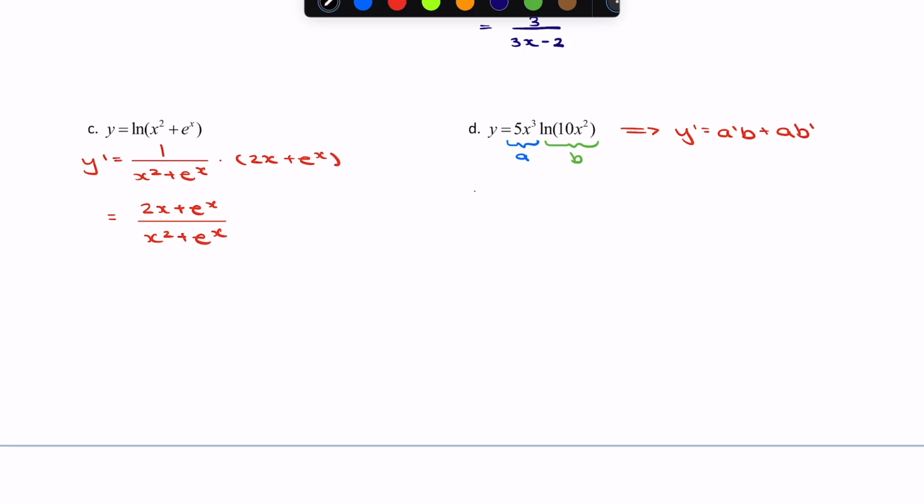So here we'll rewrite this. We have y prime is equal, so a prime, which will be 15x squared, times b itself, which is just the natural log, ln 10x squared. And then we're going to add a by itself, which is just 5x cubed, times the derivative of b. The derivative of b, remember, is going to be 1 over everything inside the bracket, which is 10x squared, multiplied by the derivative of the inside, which will be 20x.